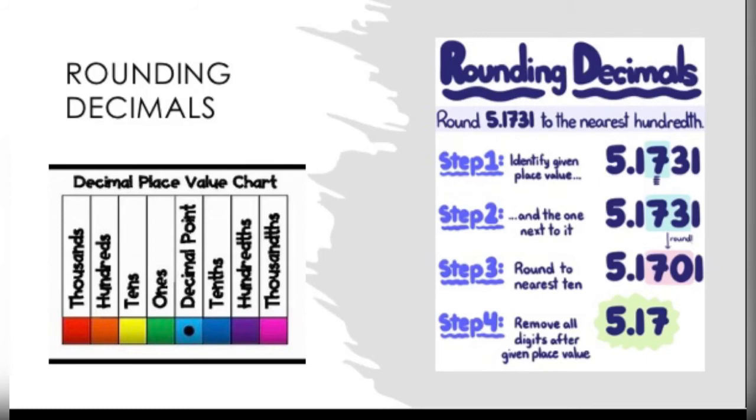We look at the 3. Because it is less than 5, the 7 does not change. It stays the same while the other digits become a 0, or simply leave them off, leaving us with 5,1,700.